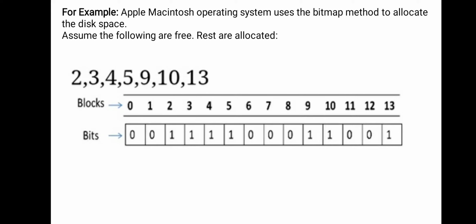That means the second, third, fourth, fifth, 9, 10 and 13 blocks, I mean 7 blocks, are available, I mean free. That is block number 2, 3, 4, 5, 9, 10 and 13. So these blocks are represented with a bit 1, which represents that the particular blocks are free. Okay, this is the bitmap free space management technique.